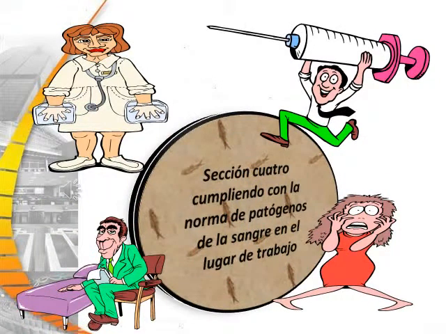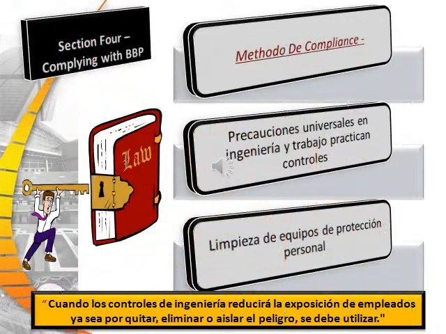Section 4. Complying with blood-borne pathogen standards in the workplace. Methods of compliance include universal precautions, engineering and work practice controls, personal protective equipment, and housekeeping. Remember, where engineering controls will reduce employee exposure either by removing, eliminating, or isolating the hazard, they must be used.